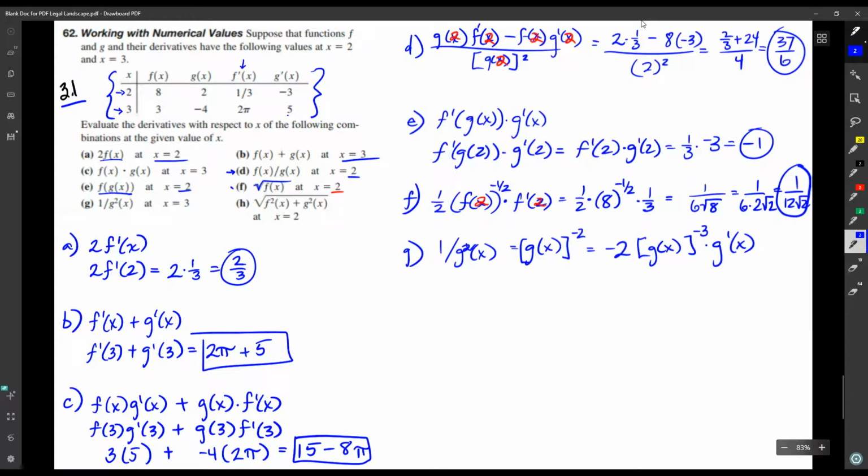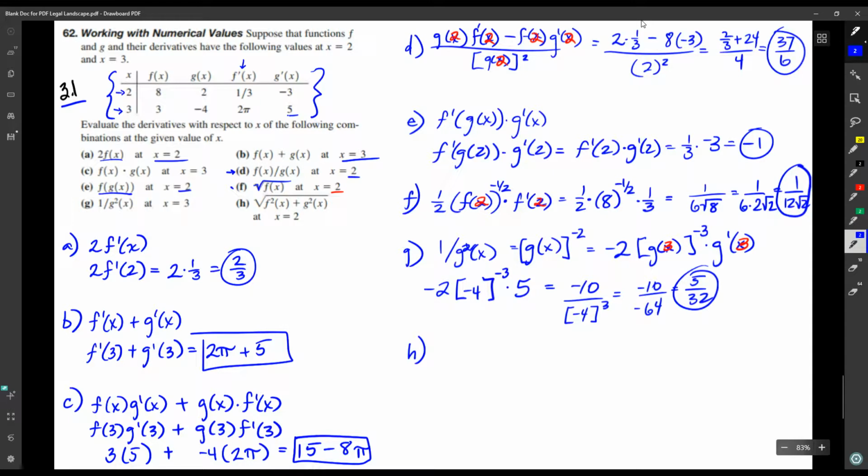And on part g, we're looking at x equals 3. So let's replace that with a 3 and this with a 3. So now that becomes negative 2 times, well, g of 3 is negative 4, and then that's to the power of negative 3 times g prime of 3. g prime of 3 looks like 5, so times 5. So this now looks to me like a negative 10 on top with a negative 4 to the third on bottom. So that's negative 10 over negative 64, which looks to me like 5 over 32, 5/32 for a final answer. That was g.